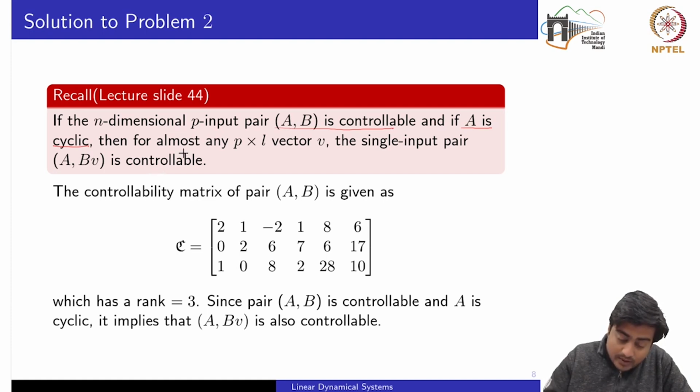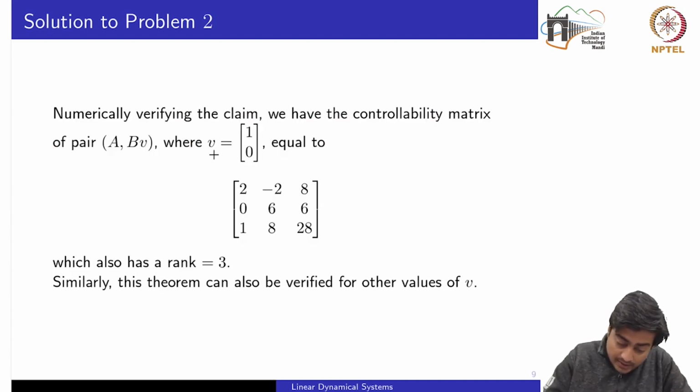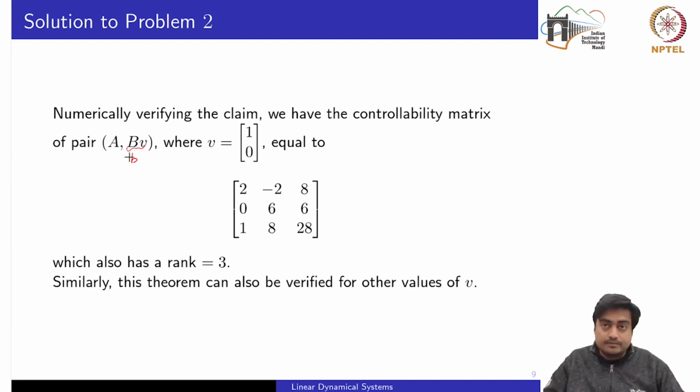So here in this problem, the v vector is given to us as v equal to 1, 0. We can numerically verify this as well. If I compute another pair A comma B, because now this B would be a vector, we know that the controllability matrix would be a square matrix, which you can see here, and again the rank is 3. So we have verified this for the v given in the problem. Now you can also take another v vector and verify whether, with your selected v vector, this A comma B pair is controllable. Okay.